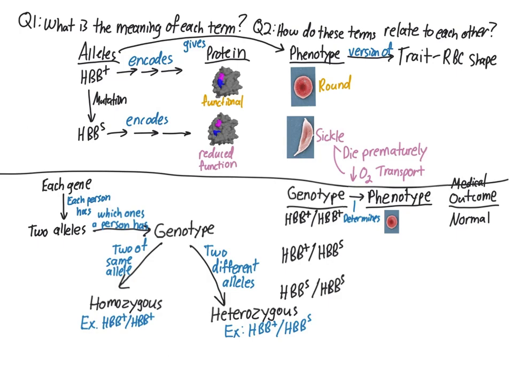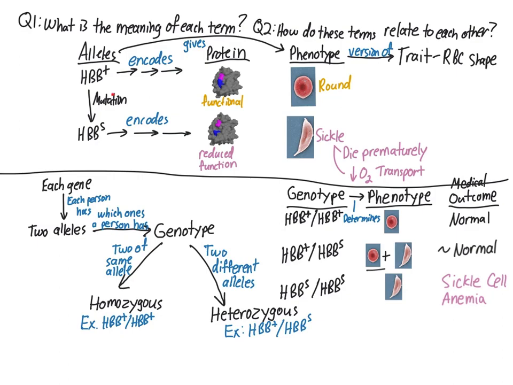The heterozygous HBB plus HBBS genotype produces both types of cells. But this still results in basically a normal medical outcome because there are enough normal red blood cells to transport oxygen. However, the homozygous HBBS genotype results in many sickle cells, which in turn causes the disease sickle cell anemia.